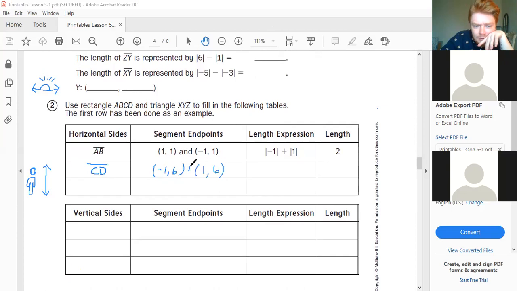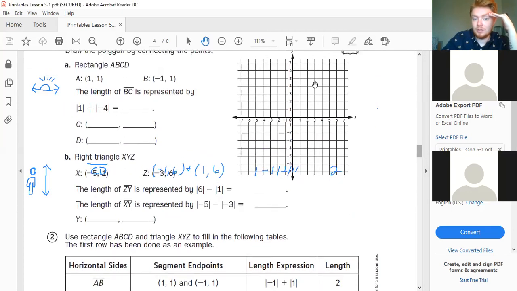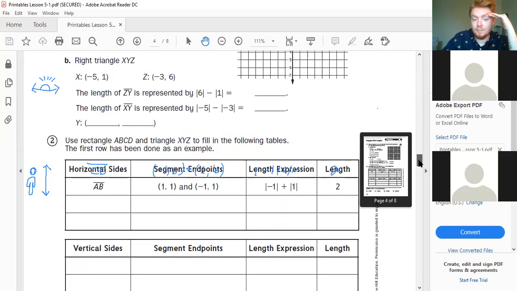1, 6. So again, the length was -1 + 1, which was 2, which makes sense because we literally did the same thing. We went 1, 2, and we had our rectangle right there.